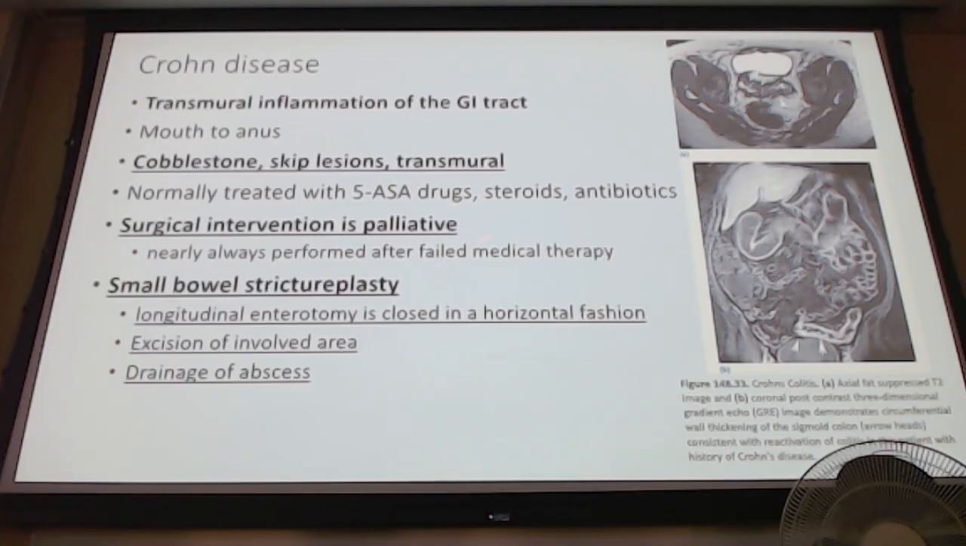Normally they have to have failed medical therapy, and a lot of times we're trying to fix the strictures that it causes from that scar tissue. What we do is basically a strictureplasty. We can either just excise the whole area, or we can make a longitudinal enterotomy over the stricture and then close it in that horizontal fashion, like I told you, like the myotomy. So you make a longitudinal incision, take the two ends and put them together so that it's a longer scar in the opposite direction.